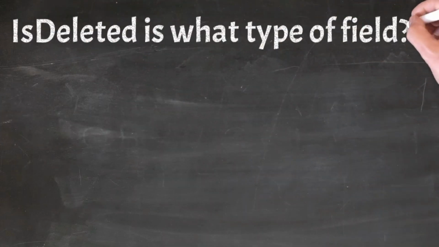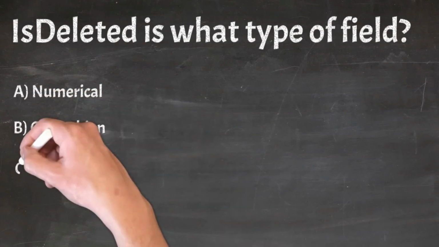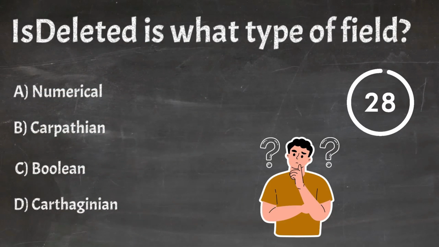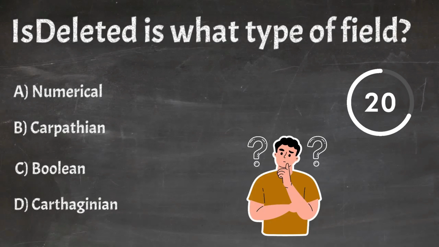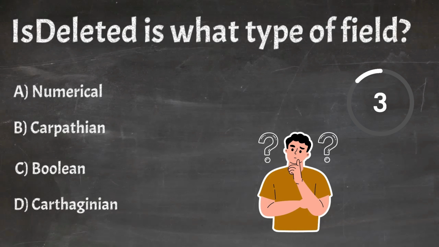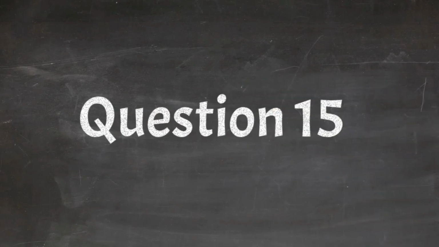Question 14. IsDeleted is what type of field? A. Numerical. B. Carpathian. C. Boolean. D. Carthaginian. Correct answer C. Boolean.